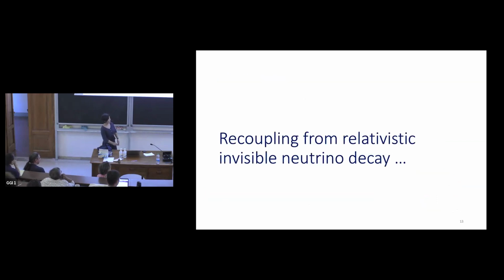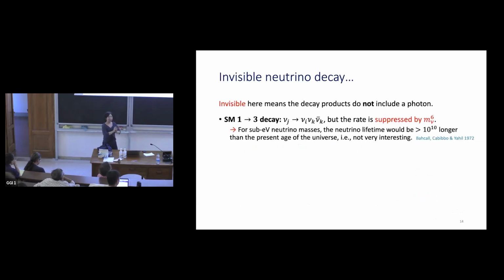Okay, recoupling from relativistic invisible neutrino decay. So by invisible neutrino decay here, I'm actually talking about the same thing as the previous talk, it's non-radiative. We call it invisible in cosmology because we don't see the neutrinos. And so it's invisible for cosmologists. And of course, for the neutrino community, neutrinos are visible. But anyway, it's the same thing.